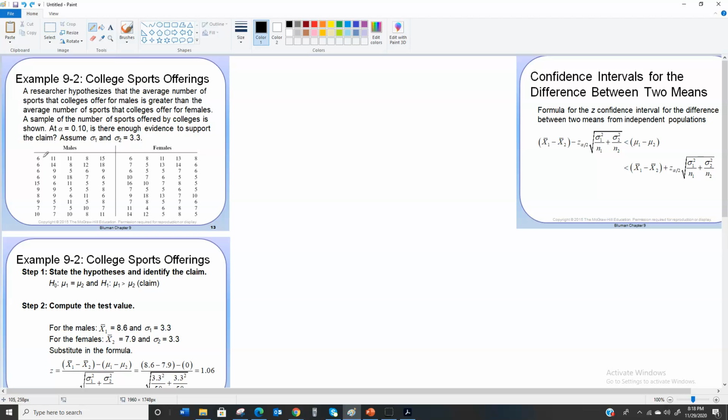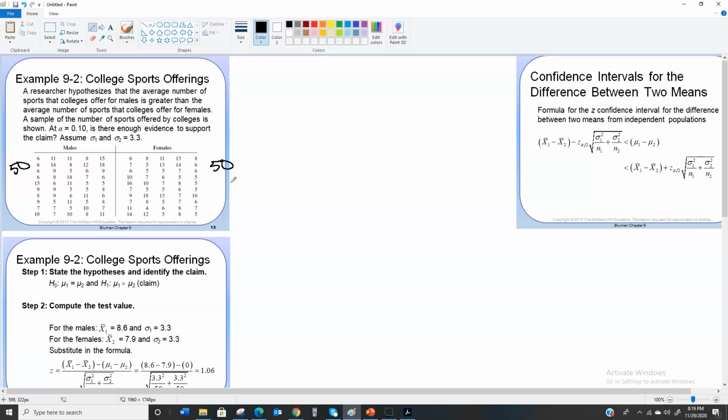As you can tell, there's 1, 2, 3, 4, 5, 1, 2, 3, 4, 5, 6, 7, 8, 9, 10. So there's 50 in this sample, and there's also 50 in this sample. Now I want to point something out. Just because we're sampling from colleges, these 50 would not necessarily be from the same colleges as these 50. This would be random. So you would randomly sample 50 colleges and count their males.